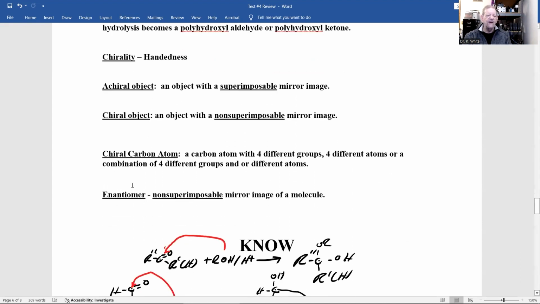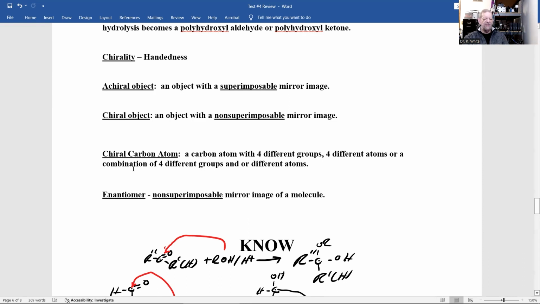All right, next, I talked about chiral carbons, atoms. I'll never ask you to define on a test what a chiral carbon is, but you should be able to identify chiral carbons in a molecule. A chiral carbon atom is a carbon atom with 4 different groups, 4 different atoms, or a combination of 4 different groups or atoms.